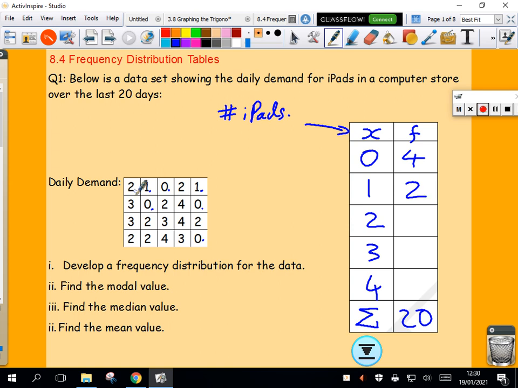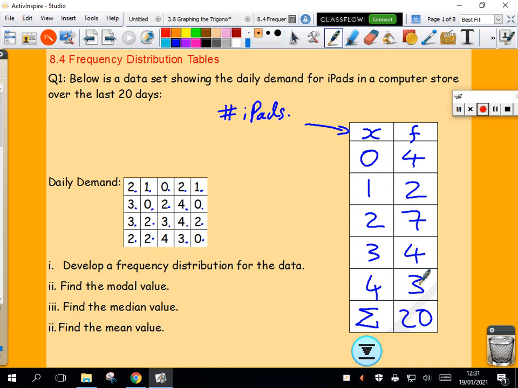Looking at the 2s, there's 1, 2, 3, 4, 5, 6, 7. On 7 days there were 2 iPads sold. The 3s: 1, 2, 3, 4. On 4 days there were 3 iPads sold in the store. And then looking at the 4s, there are 3 of them. If I add them, 4 and 2 is 6, 6 and 7 is 13, 13 and 4 is 17, 17 and 3 is 20.